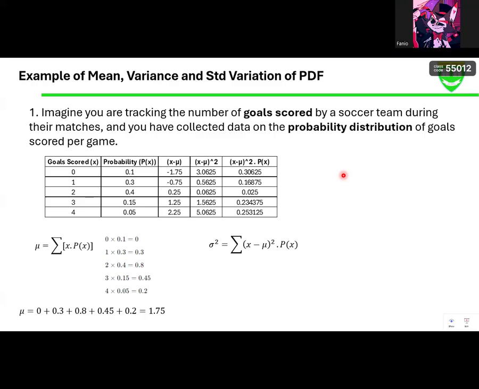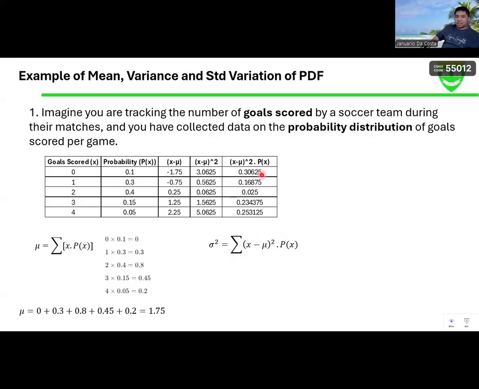Teacher, I'm still a little confused on the last two. The last one is just multiplying this column to this column. 0.1 multiplied by 3.0625 because of the formula here. The formula is x minus mu, squared. After you square it, that is the column here. Then you multiply it by the probability. After multiplying, you just sum it because there is also a summation here.